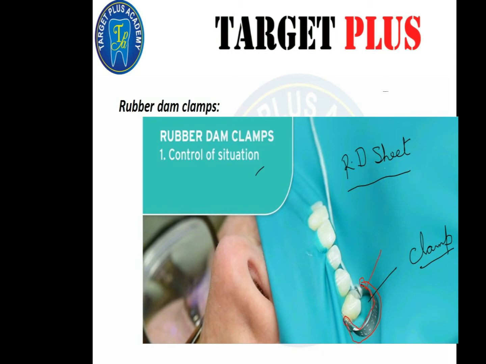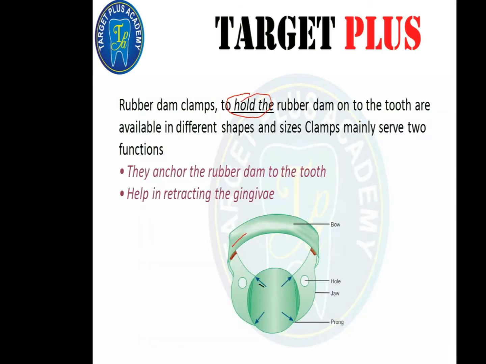What is the purpose of these rubber dam clamps? It tends to hold the teeth. So this rubber dam clamp will hold the teeth. We tie a floss to it. This area you can see is the bow area of the rubber dam clamp. This area has a hole where you can attach a dental floss to it. These are its jaws and these are its prongs.